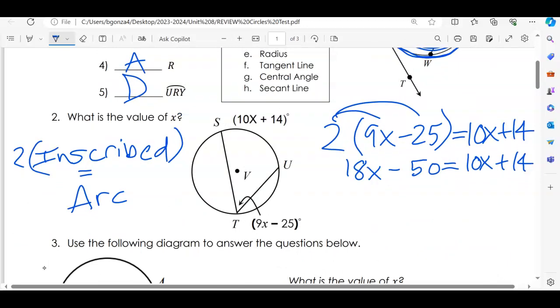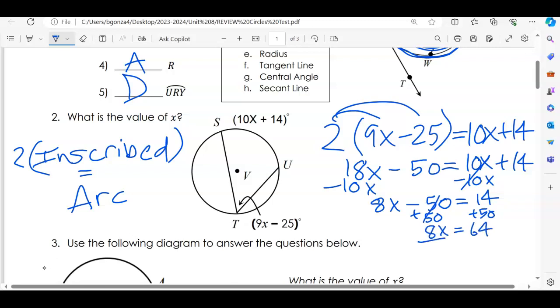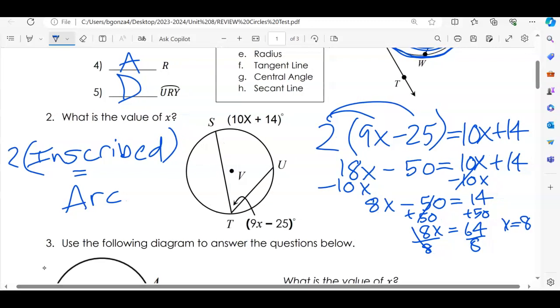And then x is on both sides. Let's get rid of the smaller x, which is positive 10x, so minus 10x. Eighteen minus 10 is 8x, minus 50 equals 14. And then get rid of the loner, minus 50, add 50. 8x equals 64. And then divide by 8. And you should get x equals 8. And that's the value of x.